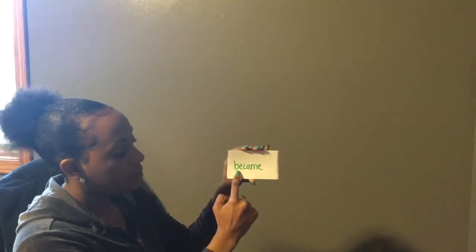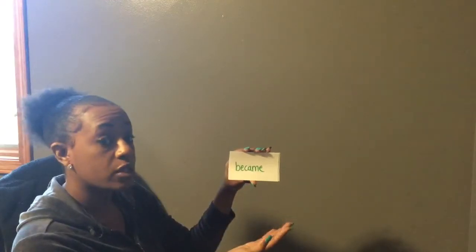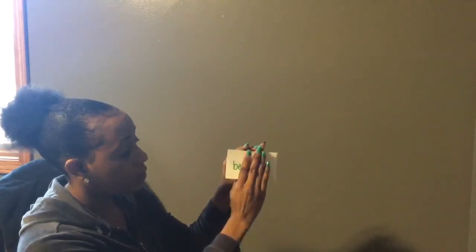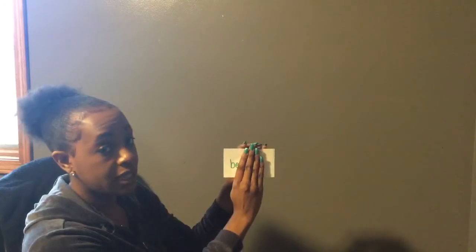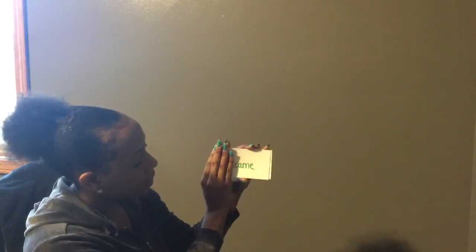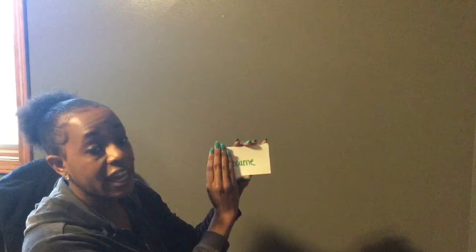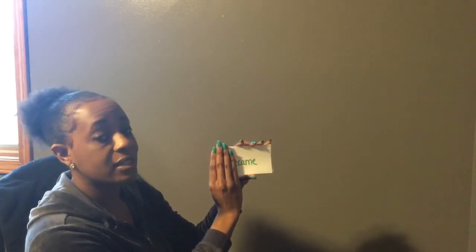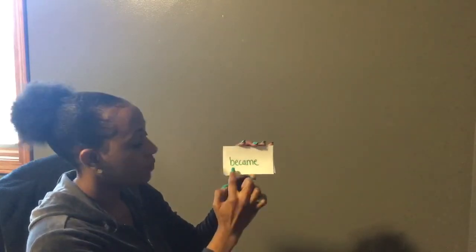Our next word, became. Again, 2 words that if we break it apart, we should be familiar with it. B-E, be. And then our last part of the word, came. And in this case, the silent E does make the A say its name. Became.